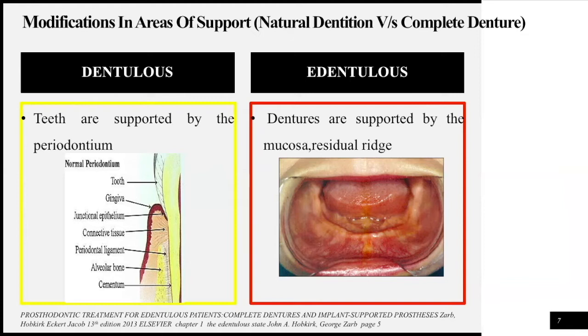The PDL along with the lamina propria maintains continuity between the hard tissue components, providing the means by which the forces exerted on the tooth are transmitted to bone. It provides support, positional adjustment of the tooth, and sensory perception, which the edentulous patient is deprived of. The dentures are supported by the mucosa, submucosa, periosteum, and underlying bone.